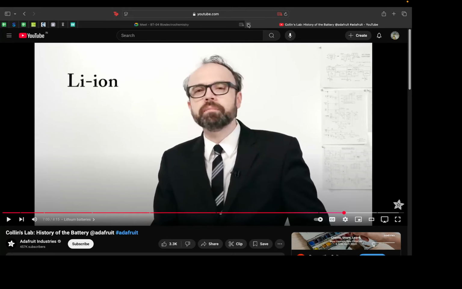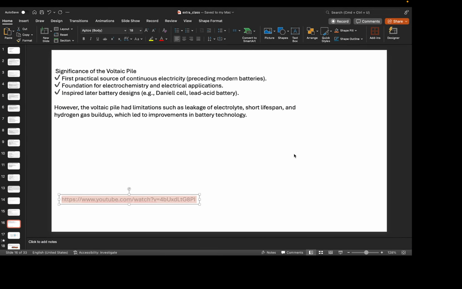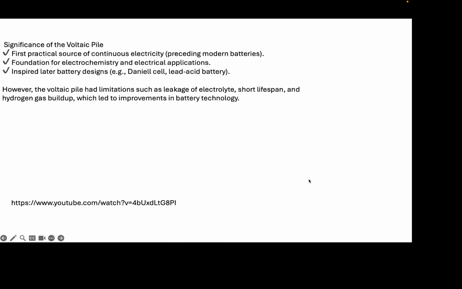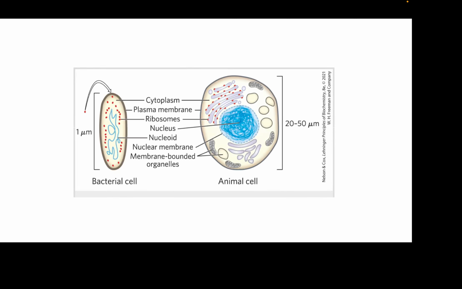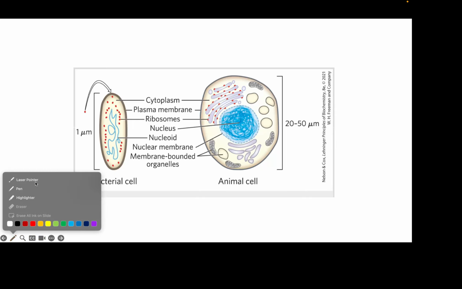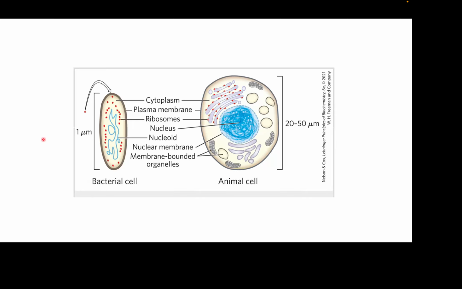So you get the idea about how batteries have evolved, what exactly a rechargeable battery is, and what the voltaic pile was. Now, until now we have brushed over the chemistry part of bioelectrochemistry. Here comes the biological part of bioelectrochemistry.